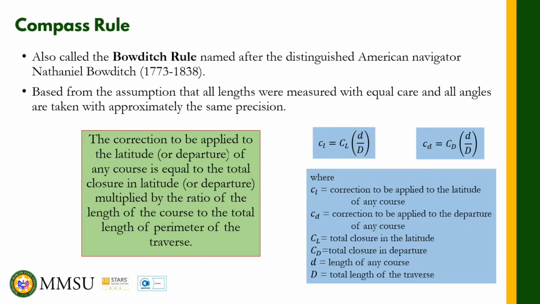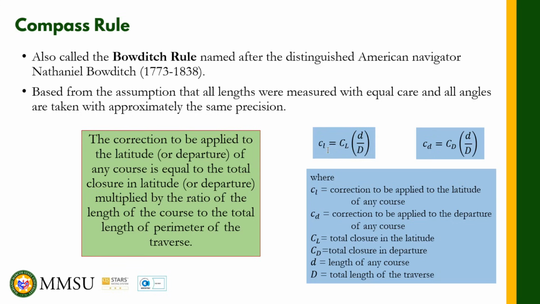So the correction to be applied to the latitude or departure of any course is equal to the total closure in latitude multiplied by the ratio of the length of the course to the total length of the perimeter of the traverse. Okay, this statement can be represented by these 2 formulas dito. So ang correction na ibibigay natin sa bawat course, itong C sub L, this is yung correction na ilalagay natin doon sa latitude ng isang course or isang line. Okay, so bawat linya merong correction. Okay, i-applyan natin ng correction.